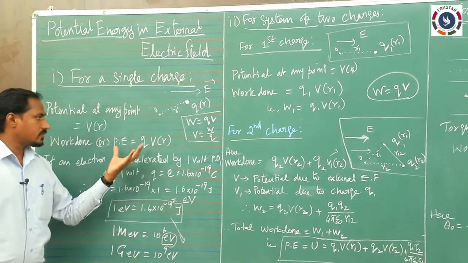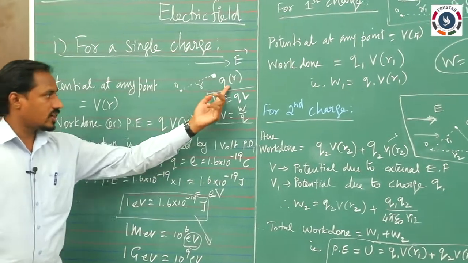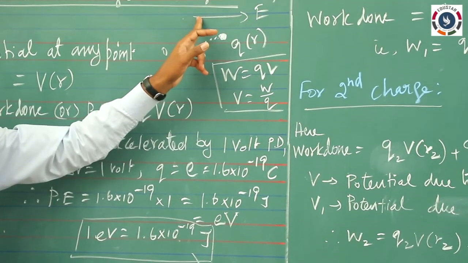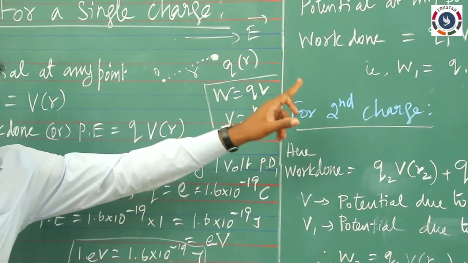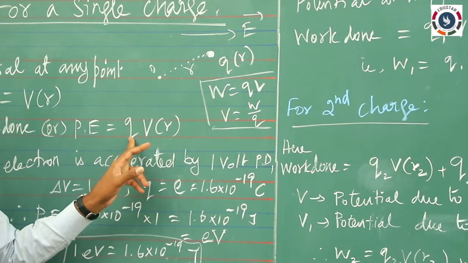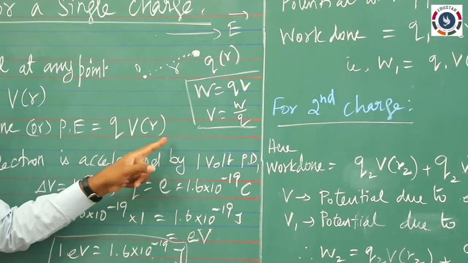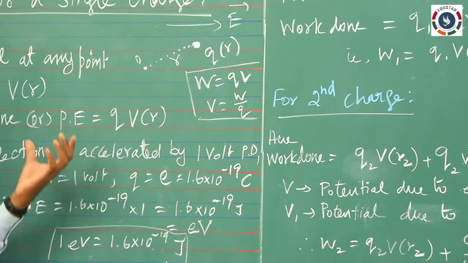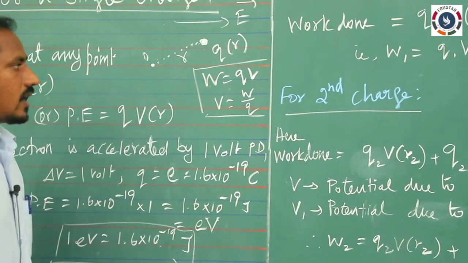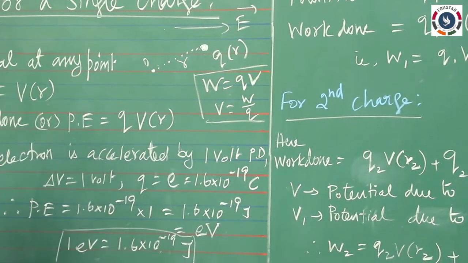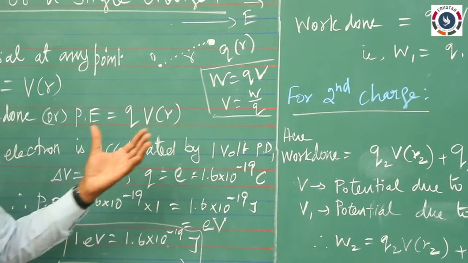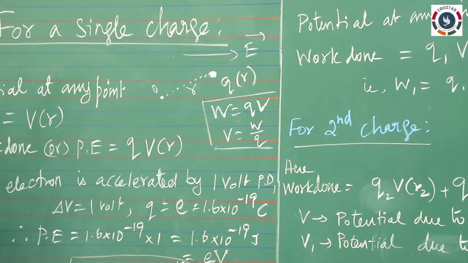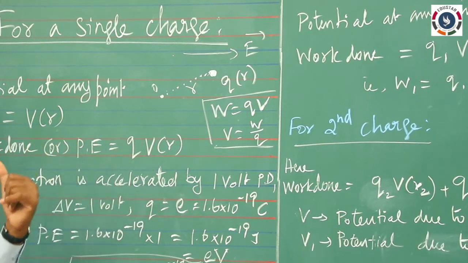We know the simple formula, q into V, where q is the charge and V is the potential at that point, due to the external electric field. Previously there were no charges, so this is the first charge that we are bringing. The charge is q and the potential at the position r due to the electric field will be V of r. We know the formula, potential equals W by q. So the potential energy of a single charge we can write as q into V, or qV(r). For any particle we can apply this formula.